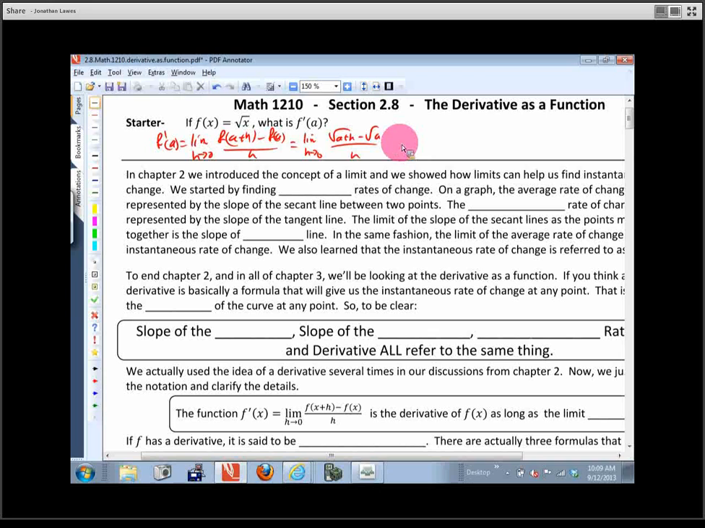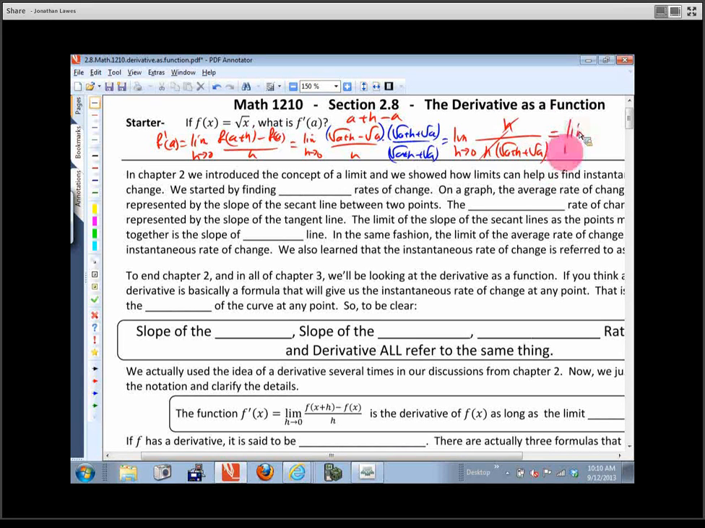So what I do is multiply by the conjugate. We're going to rationalize the numerator. So this is going to be radical a plus h plus radical a over radical a plus h plus radical a. And here's what I end up with. I've still got a limit as h approaches 0. The numerator is now a plus h minus a, so the numerator is now just h. And the denominator has an h times the square root of a plus h plus the square root of a. So I can cancel the two of those, and this is what I'm after.